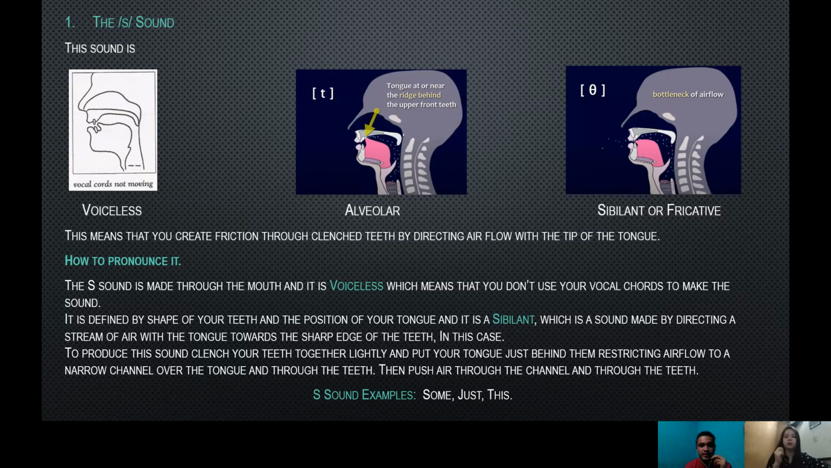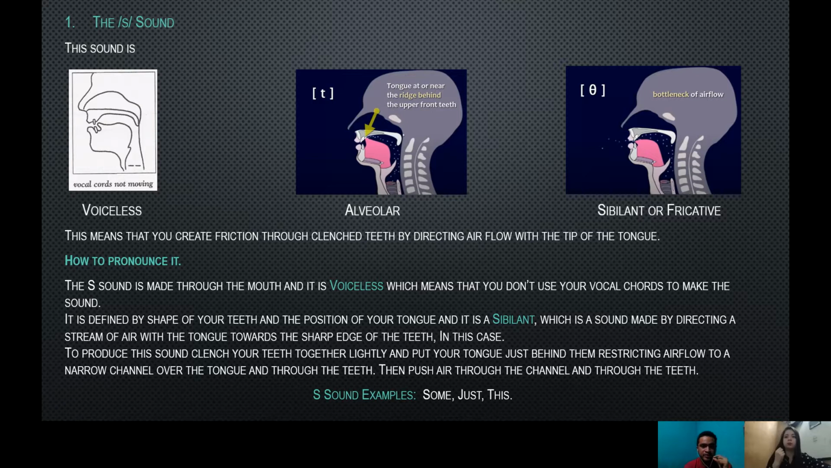How to pronounce it? The S sound is made through the mouth and it is voiceless, which means that you don't use your vocal cords to make the sound. It is defined by the shape of your teeth and the position of your tongue, and it is a sibilant, which is a sound made by directing a stream of air with the tongue towards the sharp edge of the teeth in this case.